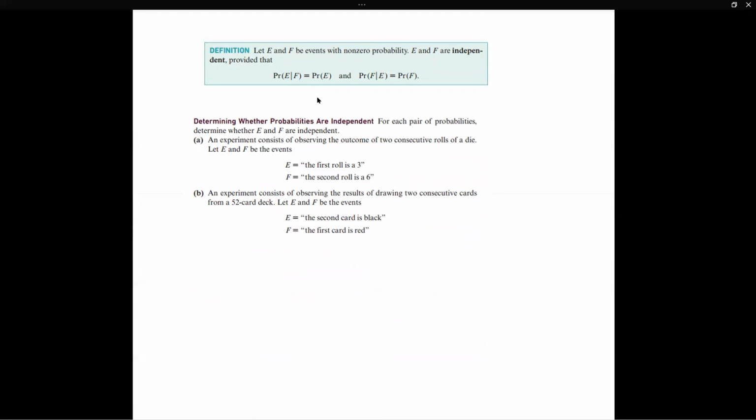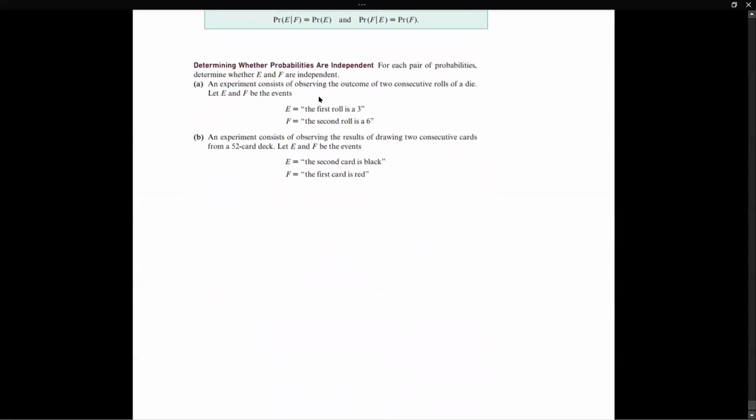And let's see through this example here whether they are independent. For each pair of the events, determine whether E and F are independent. An experiment consists of observing the outcome of 2 consecutive rolls of a die. Let E and F be the events. E: the first roll is 3. F: the second roll is 6. All right.